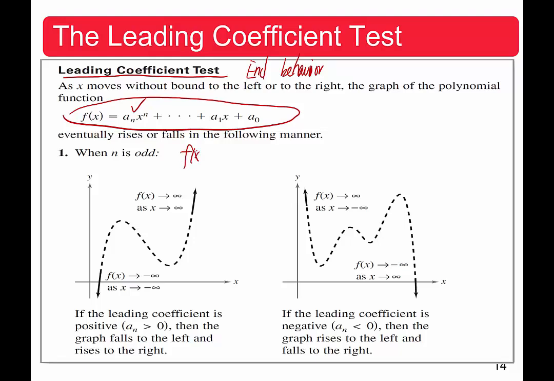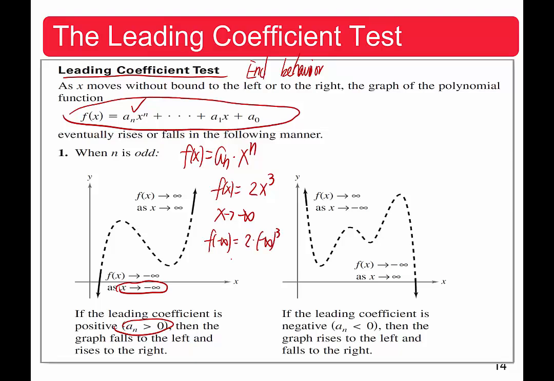So for example, right here, f of x equals a_n times x to the nth power. The leading term determines the behavior of any polynomial function. So when n is odd, and a_n is greater than 0, let me give you a concrete example: f of x equals 2x cubed. If x approaches negative infinity, then f of negative infinity is 2 times negative infinity to the third power, and that becomes 2 times negative infinity. Negative infinity to the third power still remains negative infinity, so we end up with negative infinity here. That's why it's moving downward right here.